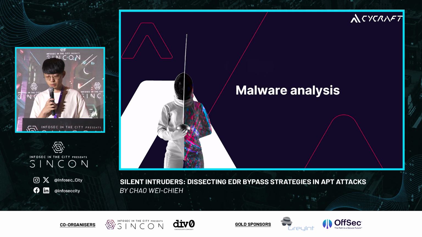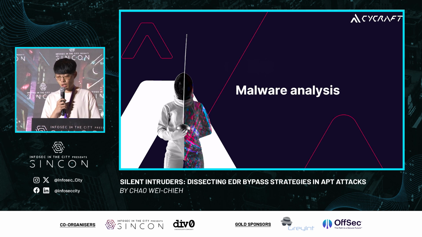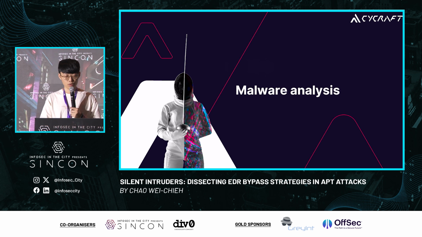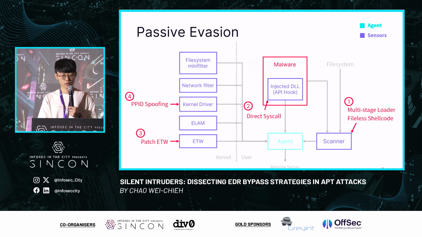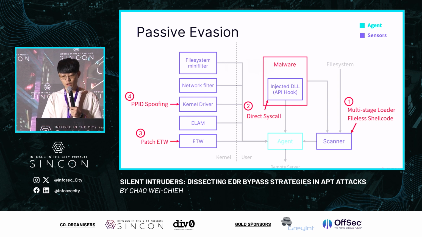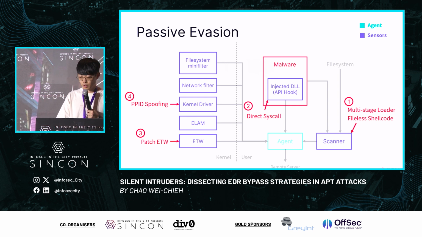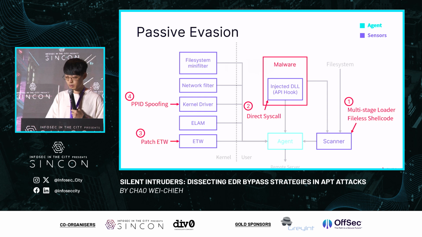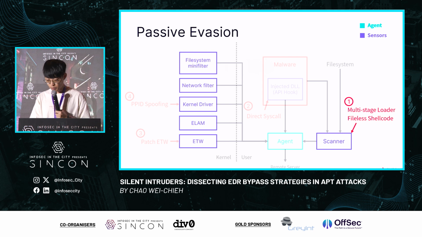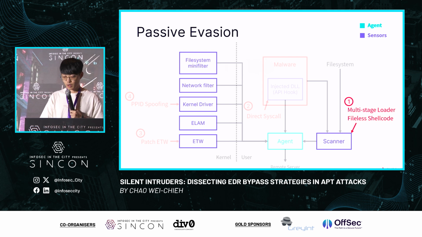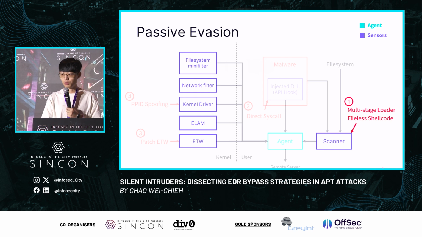Okay, so next we will move on to malware analysis, and we will see how evasion methods are used in this malware. So the malware uses 4 kinds of techniques to evade detection from sensors. So we will look closely at them one by one. The first method the malware uses is to bypass the detection from scanners, which is traditional pattern matching on static binaries or scanning of dynamic memory.